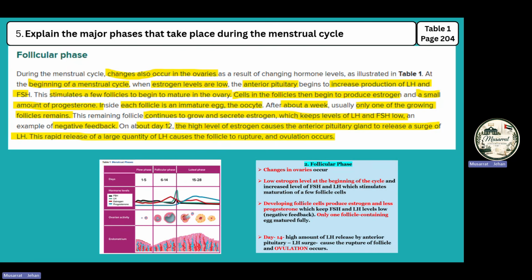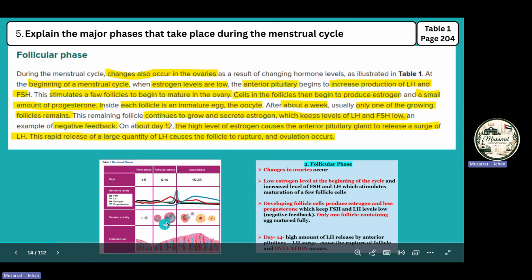Estrogen is the female hormone. So when the estrogen level goes down, the anterior pituitary is going to produce more LH and FSH. And when this is formed, this stimulates a few follicles which start maturing in the ovary. Cells in the follicles then begin to produce estrogen. See, the follicle starts maturing, and then they start the production of estrogen.